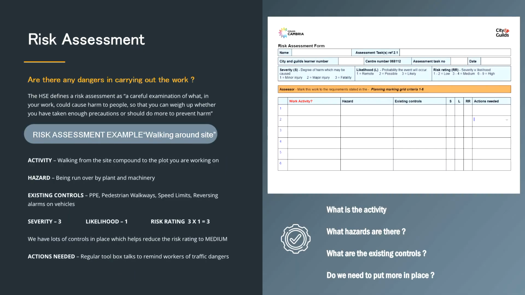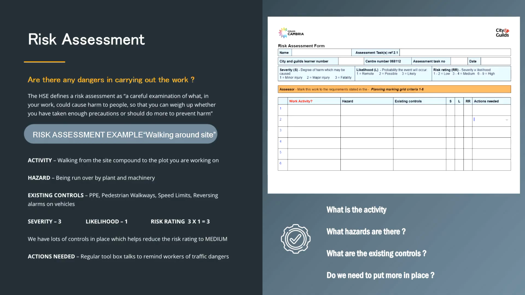Our next form that we need to fill in is a risk assessment. So we've got to look at, are there any dangers in carrying out the work? And the HSE defines a risk assessment as a careful examination of what in your work could cause harm to people, so that you can weigh up whether you've taken enough precautions or you should do more to prevent harm. If we've never done a risk assessment before, let's have a look at walking from the compound to where you're working on a major site.